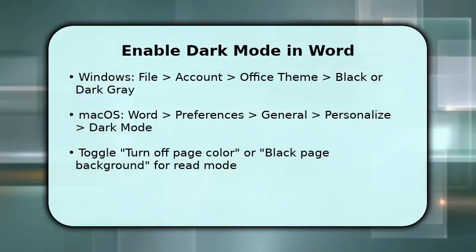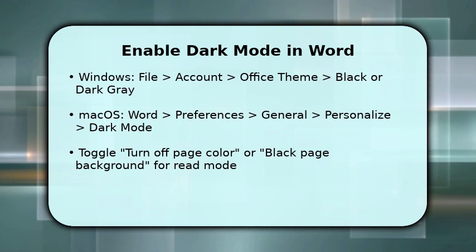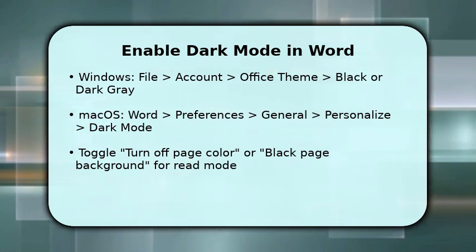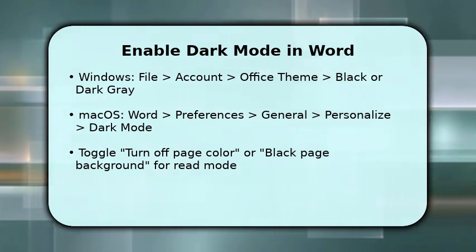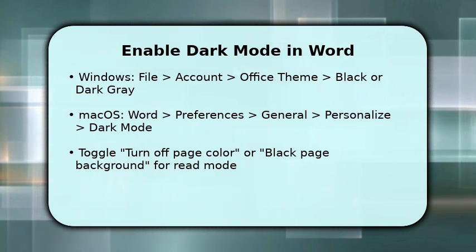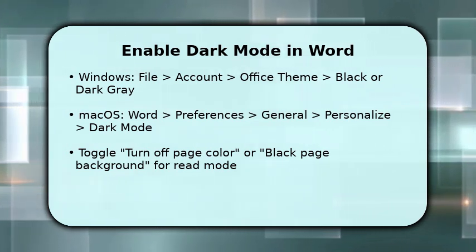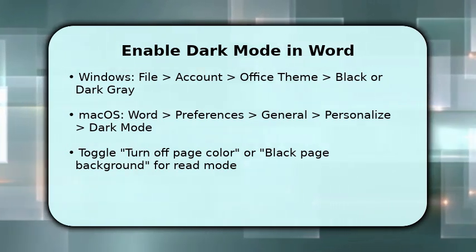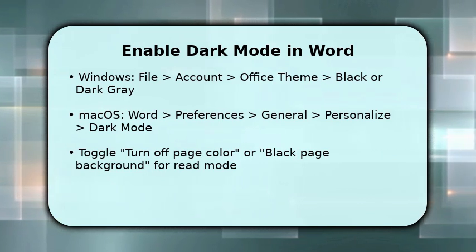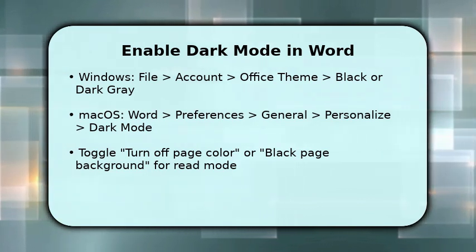On Windows, open File, Account, pick Office Theme, and select black or dark gray to apply the overall dark UI. On Mac OS, go Word, Preferences, General, and enable dark mode under Personalize. Once done, switch Document View to Read mode or View Dark Background to make page content dark as well.